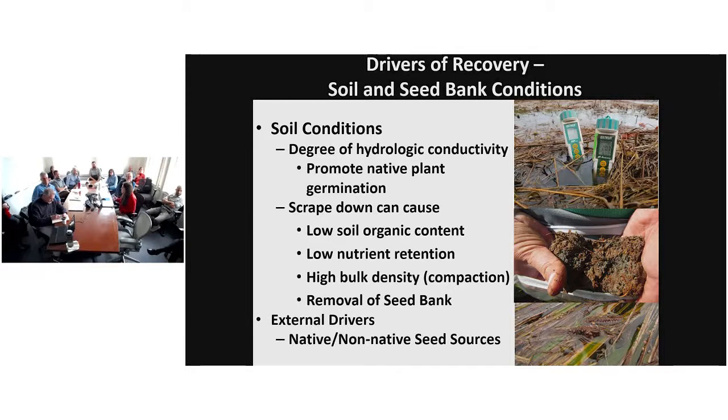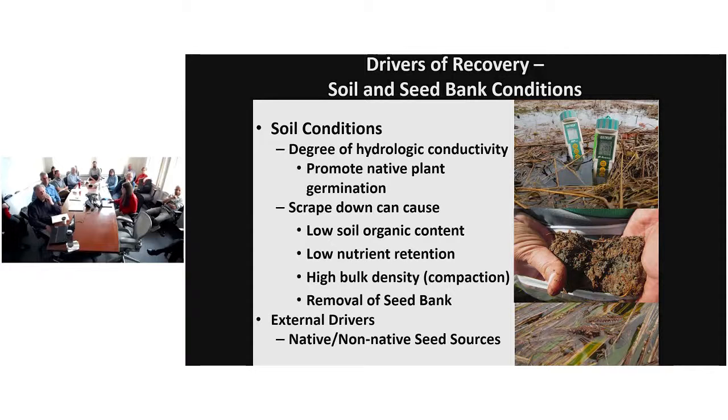And then if we're using scrape down, that can affect those soil conditions further by lowering soil organic matter, lowering nutrient retention, increasing bulk density through compacting equipment, and then we're removing the seed bank, which is the point in some ways, because we want to get rid of the reed canary grass, but we're also removing any natives. So then we become really dependent on what our local seed source is. And so that's an external driver, in that you don't necessarily control what's nearby and what's going to be germinating on your site. So these are all really important things to think about when you're thinking about the recovery of native plant communities on a site.